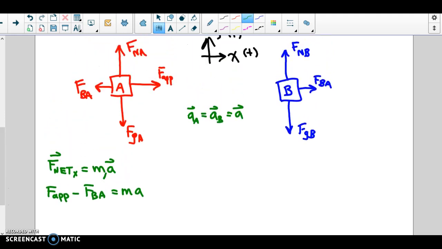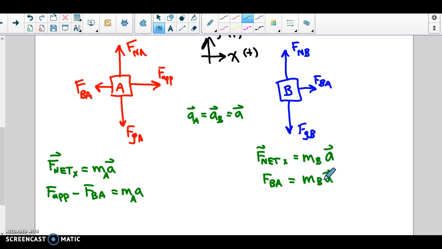And one thing I should do is distinguish between the mass of block A and the mass of block B, because that's going to be important really soon. In this direction, I'm going to write the same thing. F net in the x direction is equal to the mass of block B times its acceleration, which again is the same as the acceleration of block A. In this direction, it's a little bit easier. The only force in the x direction is the interaction force between the blocks.